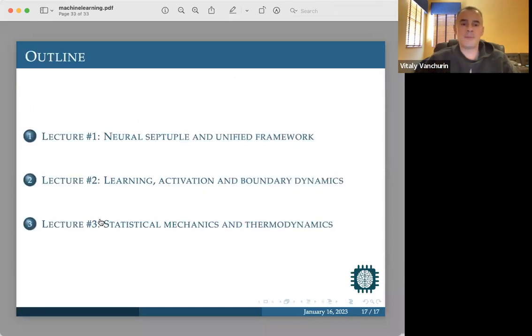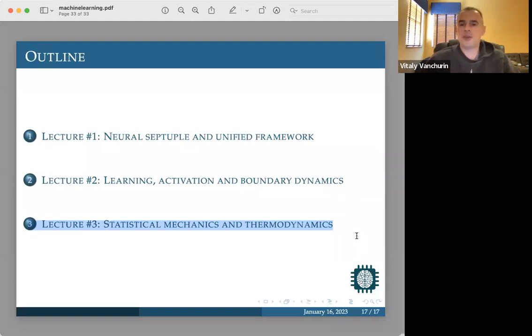And then next time, we'll be talking a lot about statistical mechanics and thermodynamics. So for things that you do not know about statistical mechanics, you should try to refresh your memory. Things like generating functions, partition functions, the statistical ensemble, different ones, all this will be covered. And we'll see how those tools are useful to analyze machine learning systems.